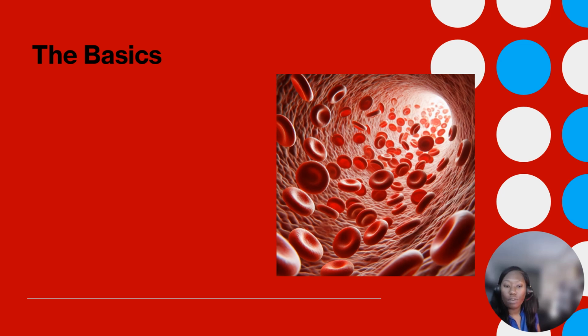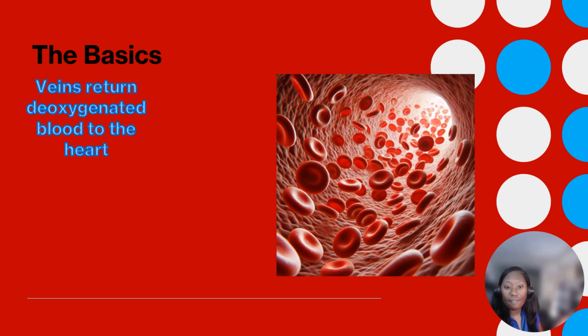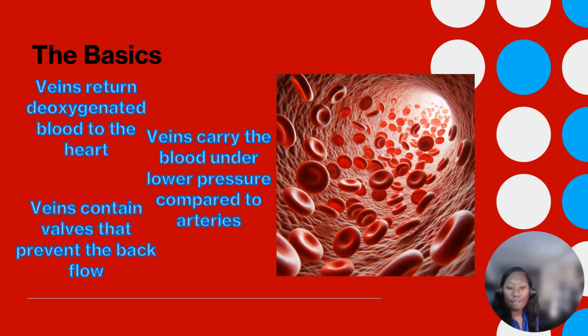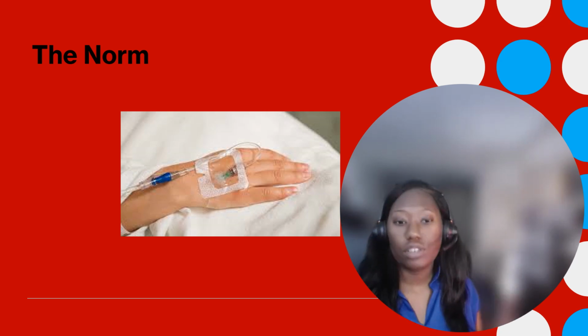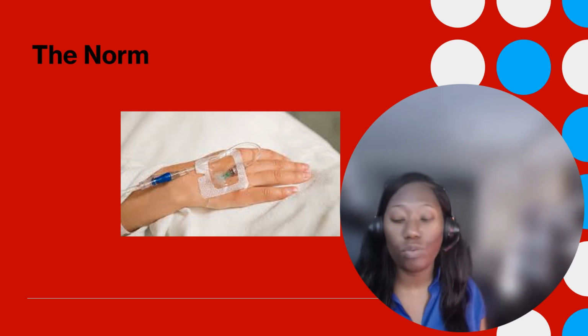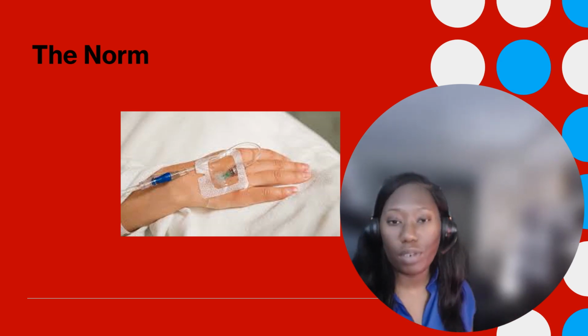Let's just go over some basics of vein physiology. So we know that veins return deoxygenated blood to the heart, and they carry that blood under lower pressure compared to arteries. And we also know that veins contain valves that prevent the backflow of blood. So like we discussed, the norm is to place the IV cannula facing towards the heart so that our fluids, our blood products, our medications will go towards the heart and then be distributed to the rest of the body.